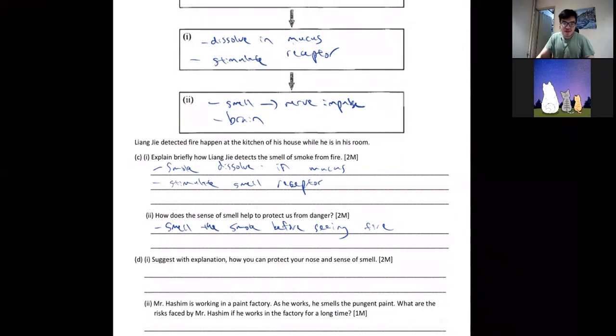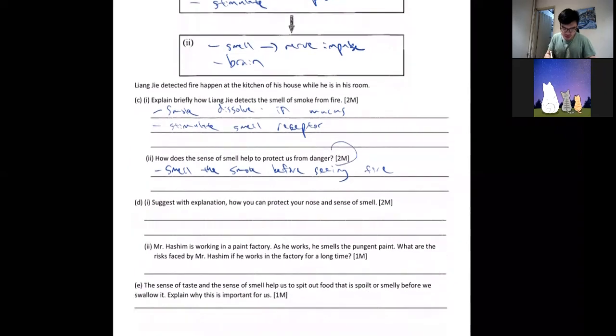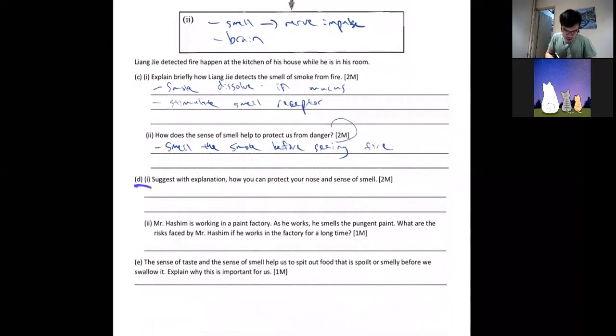Before you see it with your eye, you can smell it. You can smell the smoke already. So you can run away from the danger. You can put the second point: you escape from danger. So D1 suggests your explanation.